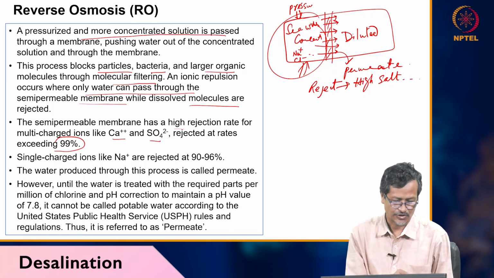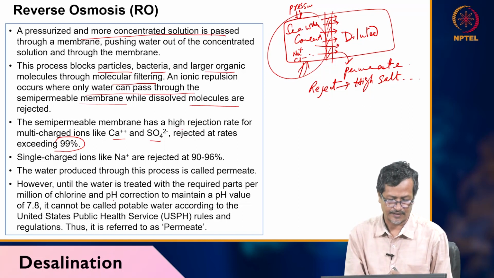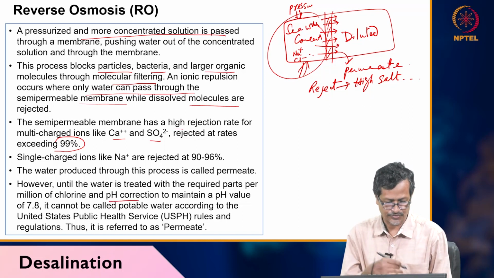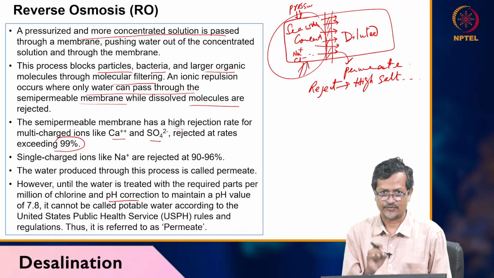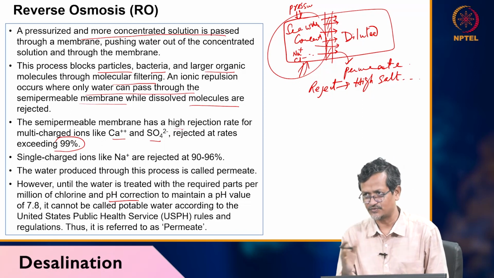However, the water must be treated with the required parts per million of chlorine, and pH also should be maintained. Whenever desalinating, you have to maintain pH. You have to remove bacteria, you have to remove salt, then only you can use it for your shipping applications.